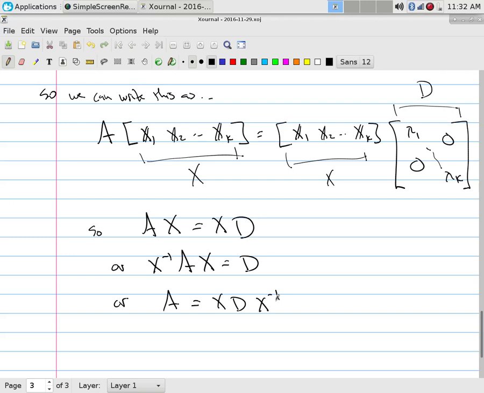But the only way to move it would be if X actually had an inverse. So X needs to be invertible, which means X needs to be non-singular. And when would a bunch of vectors be non-singular? When they're linearly independent. So what does X represent? X represents the eigenvectors. What does D represent? The eigenvalues on the diagonal.